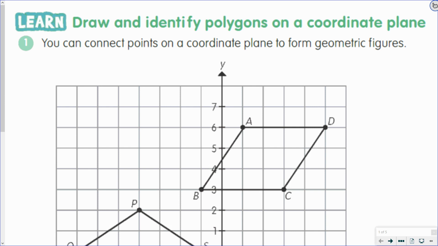So you can see that we've plotted the points for A, B, C, and D. We've connected all those points. Now we need to give the best name for this figure. Well, it has four sides. It has two sets of parallel sides. So this would be a parallelogram.